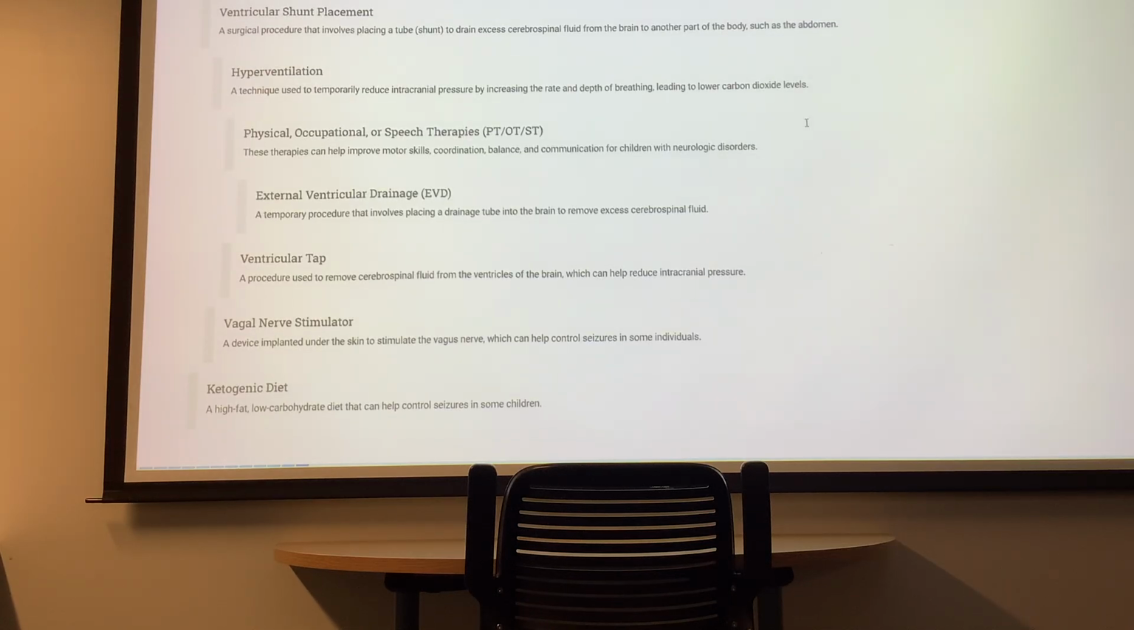Then we've got some other interventions. So we've got our medication interventions, and then we've got other interventions. One of the things that you might see is a ventricular shunt placement. What disorder do you think that's going to be ideal for? Hydrocephalus, right? So hydrocephalus is extra fluid on the brain. There's an imbalance of the cerebral fluid being produced and absorbed, so it builds up and creates increased intracranial pressure.